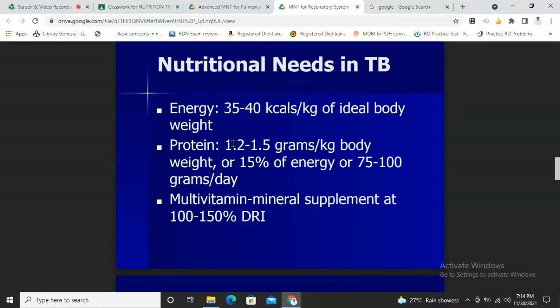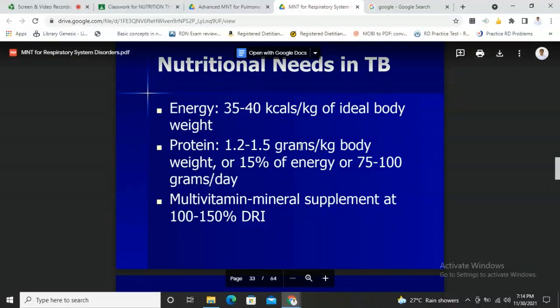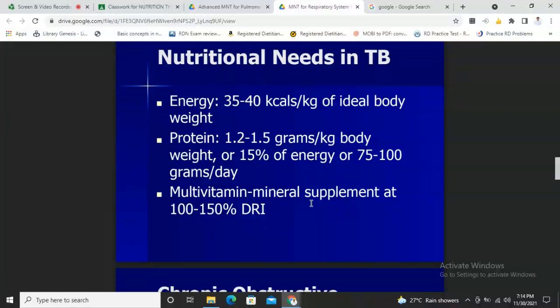The protein needs is 1.2 to 1.5 grams per kilogram of body weight. Okay, it is increased. Of course, because of muscle wasting. Okay.